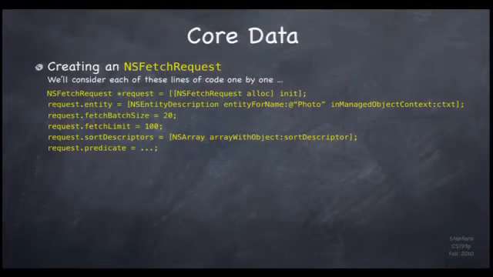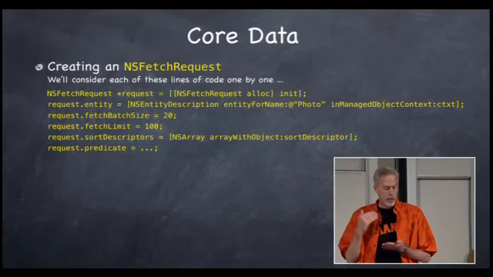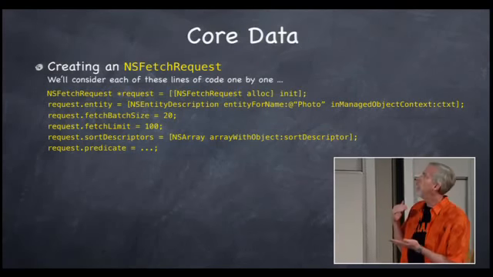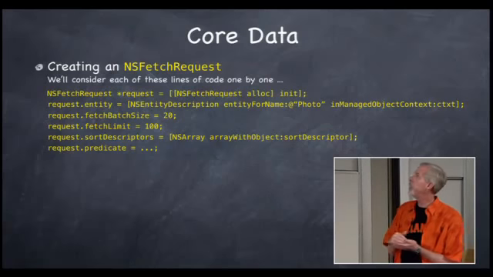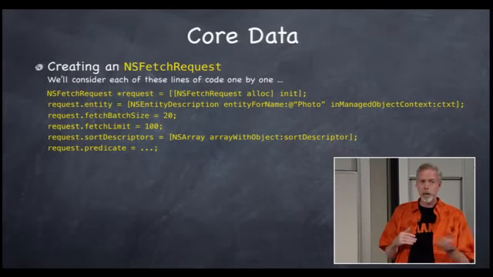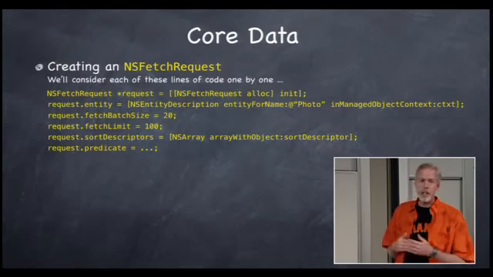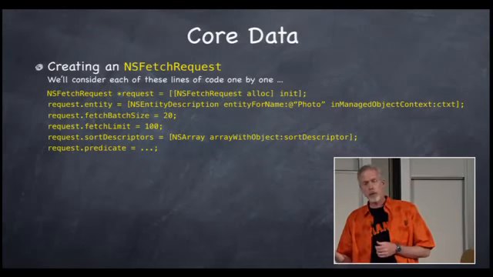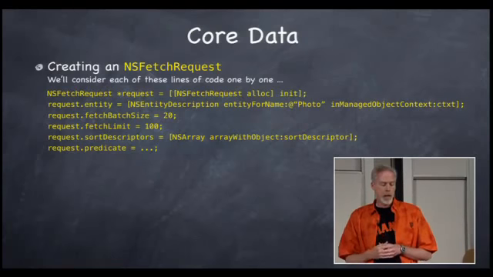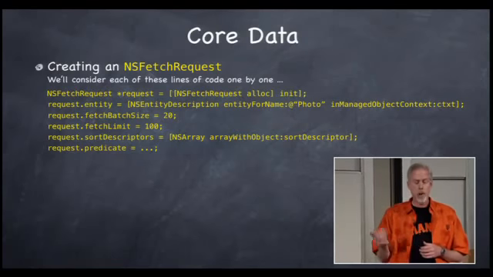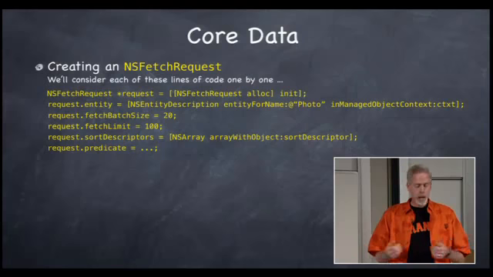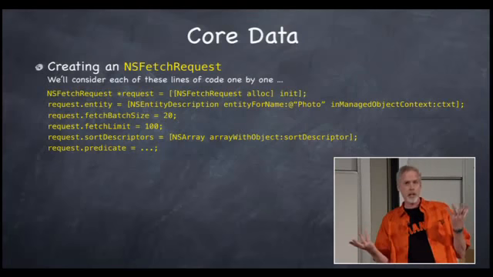So what does that look like in code? I just alloc init a fetch request. Then I just set these properties. The entity I set to the result of this class method of NSEntityDescription, which is the same class you saw before that we use to insert an object in the database. This one's called entityForName. You give it the name of your entity, like Photo, and you give it the managed object context you're going to want this fetch to happen in, and it'll return you an NSEntityDescription.